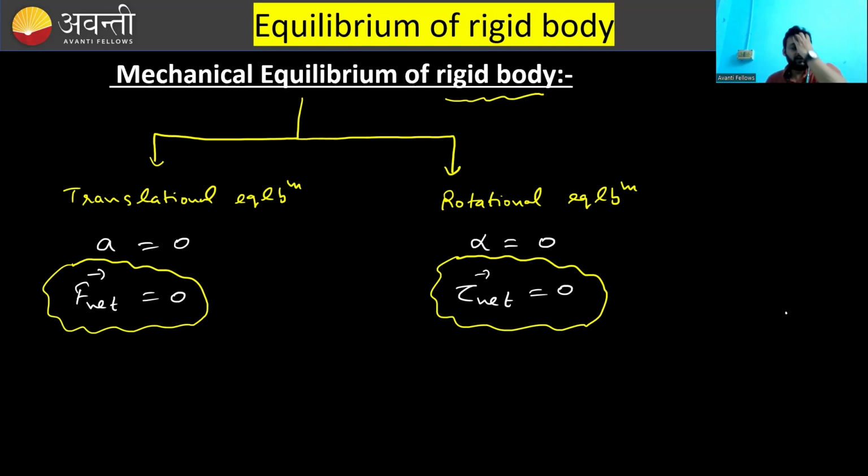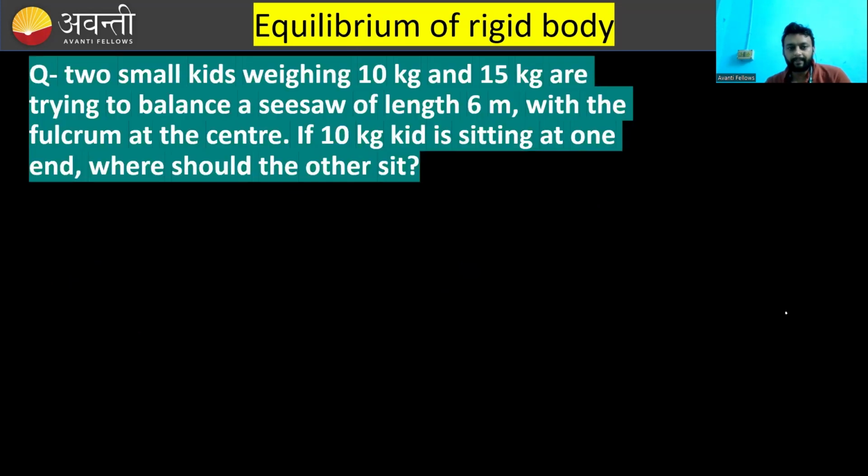Moving further. Now I will take some examples of this mechanical equilibrium of a rigid body. So there is a first question on your screen. Two small kids. Pause the video and try to do it yourself. Just give it a try.